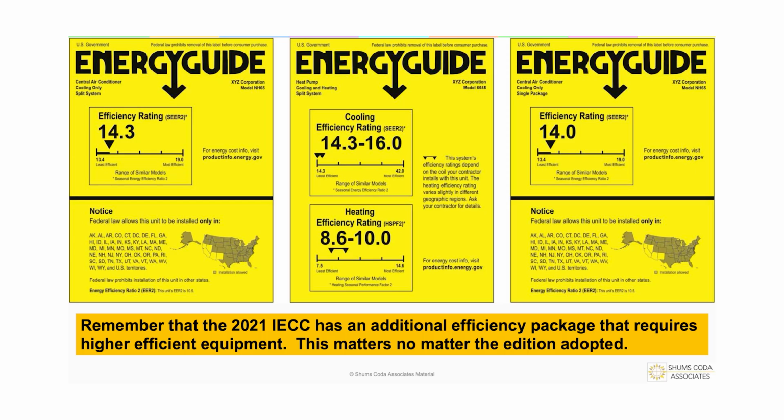Those are the locations where that piece of equipment is actually permitted to be installed. So this says the federal law allows this unit to be installed only in these locations. So if it didn't list Colorado in here, we should not be seeing this piece of equipment being installed in Colorado. How many of you knew that?